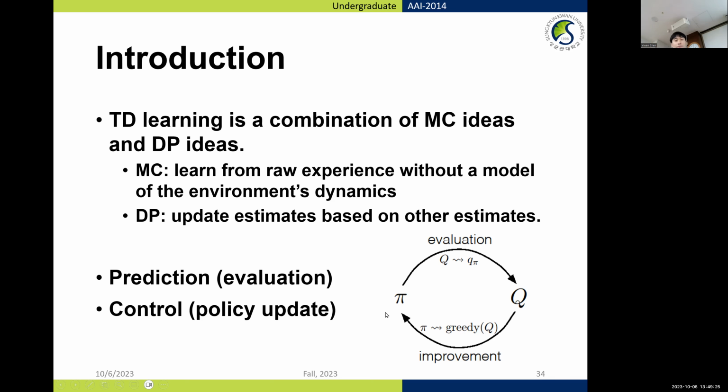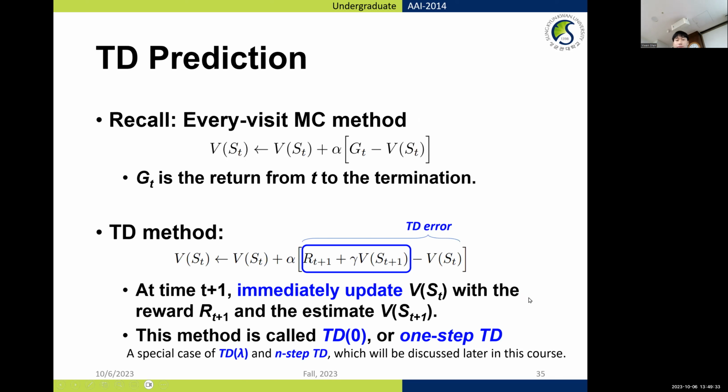So we have this cycle, from pi to q. Q here is the quality of the action. Now the idea is simple, right? We recall that for every-visit MC, we use this incremental implementation: V(S) plus alpha times (G_t minus V(S)).